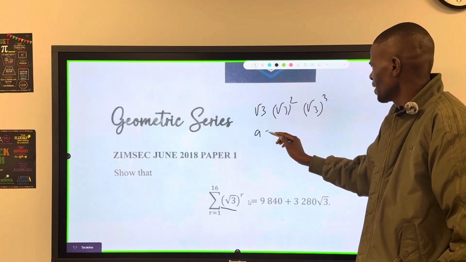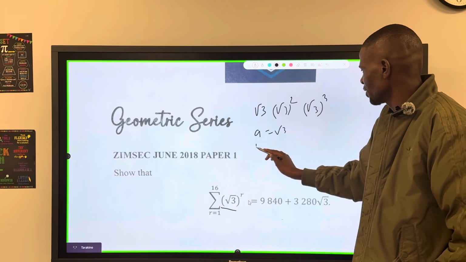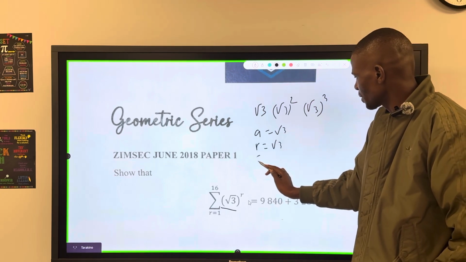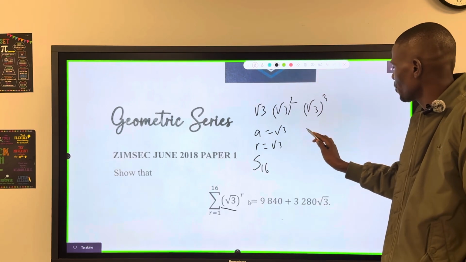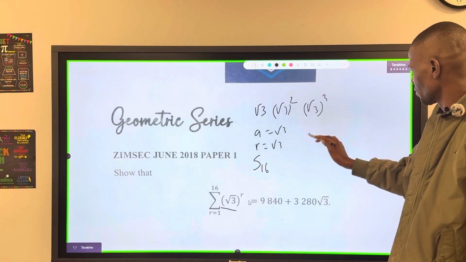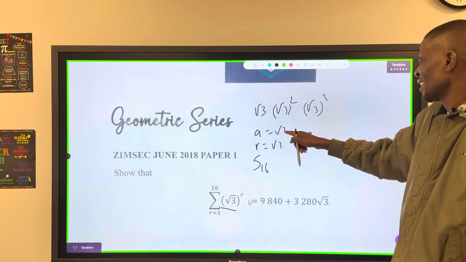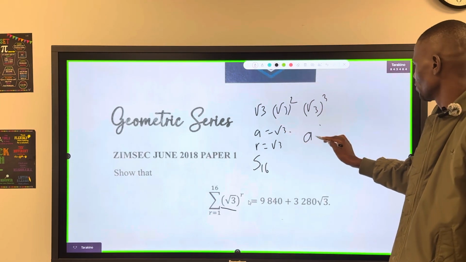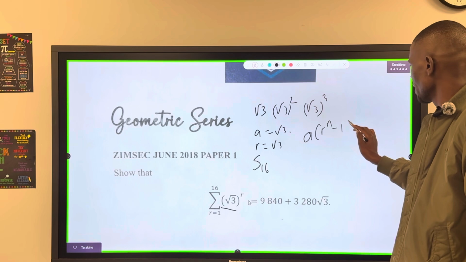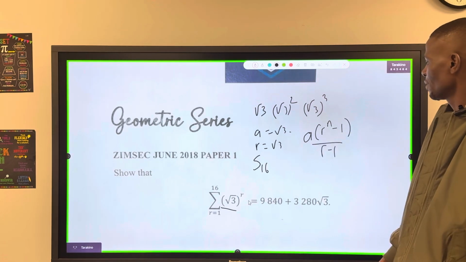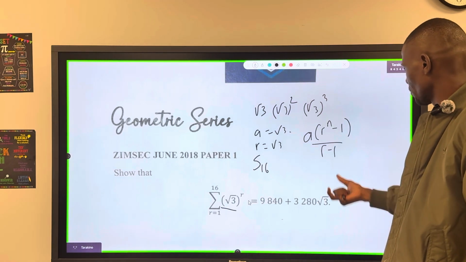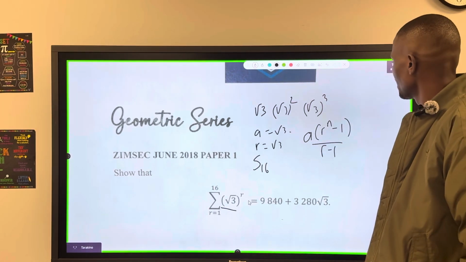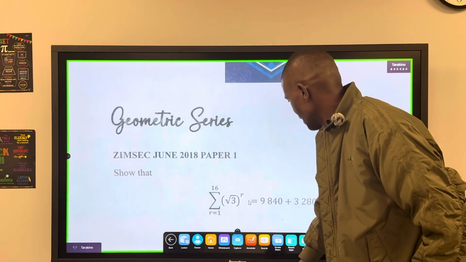My first term is root of 3 and my ratio is root of 3, and I'm now summing 16 terms. I would think of the sum of finite terms here. Since r is more than 1, we are going to use a(r^n minus 1) over r minus 1, because in this case our common ratio is more than 1, so we use this one, right? So with that being said, guys, let's see how we solve this problem.